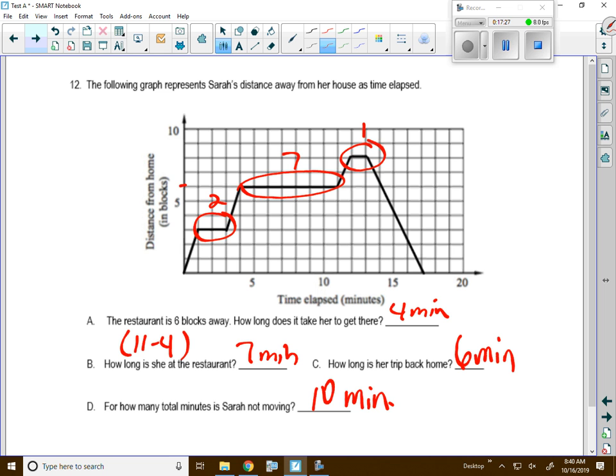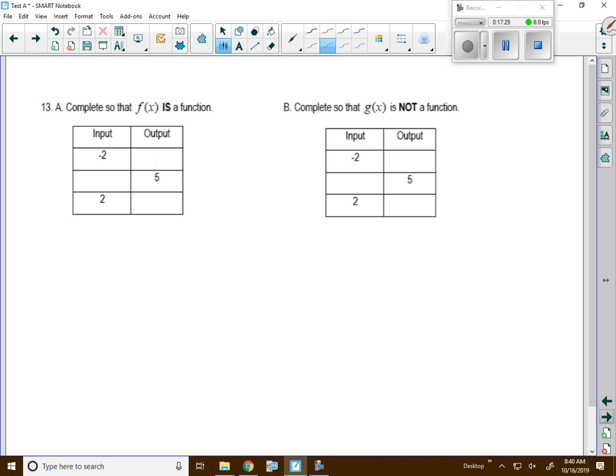Good? All right, we're on the back page. Finally. Okay, if something is a function, what do we need to do? No repeating values. Different x values. Okay, these can be whatever you want. I don't know what I was writing. Okay, here, what are your 2 options? -2 or 2. You want a repeated value in that box. Okay? Again, output, it doesn't matter. Okay, it doesn't matter which you put in.